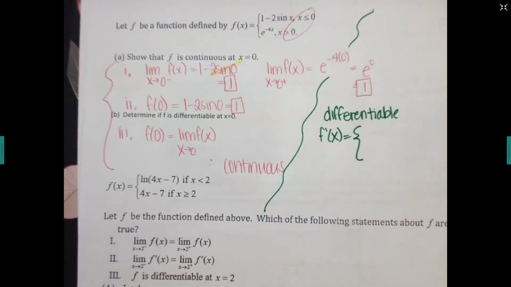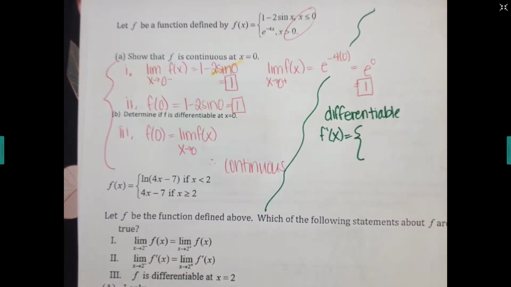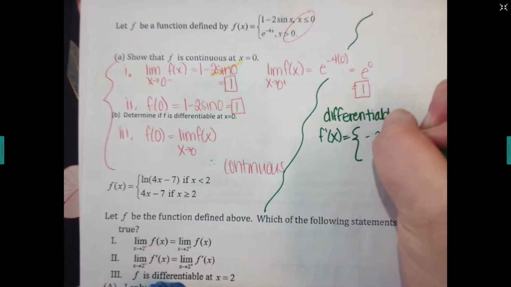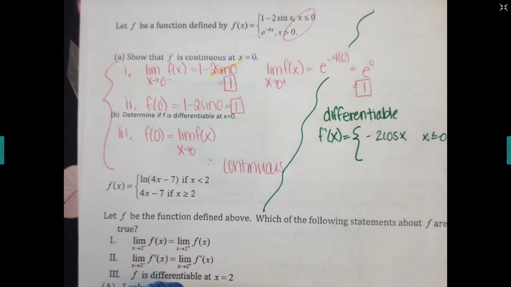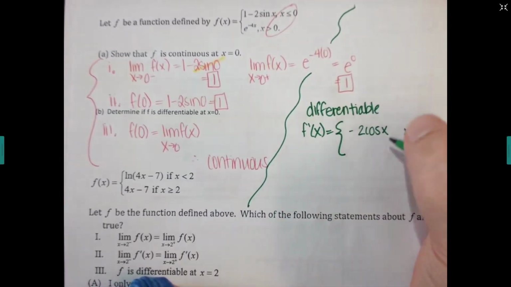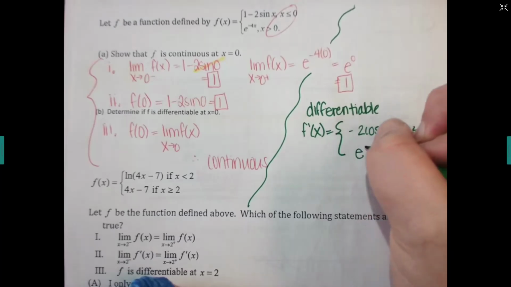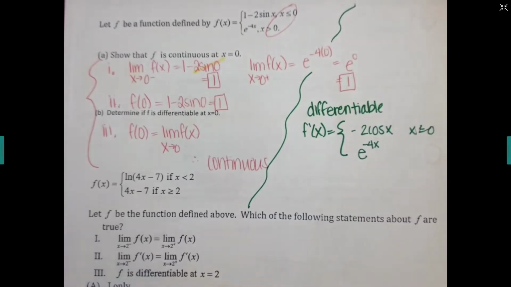My top equation was 1 minus 2 sine x. What's the derivative of 1? 0. And then negative 2 sine x will go to negative 2 cosine x. e to the negative 4x, what would the derivative be? e to the negative 4x. Remember, e stays the same.